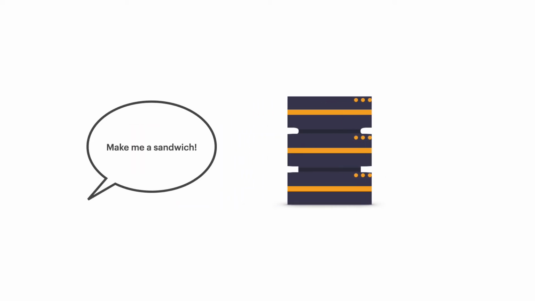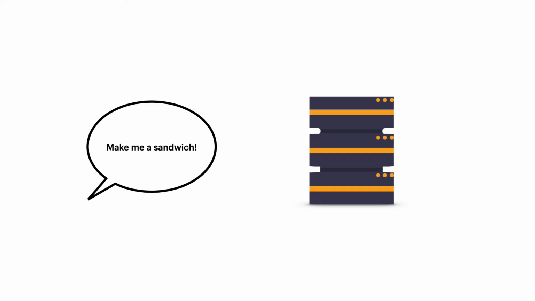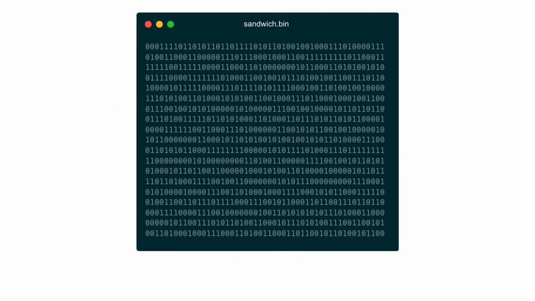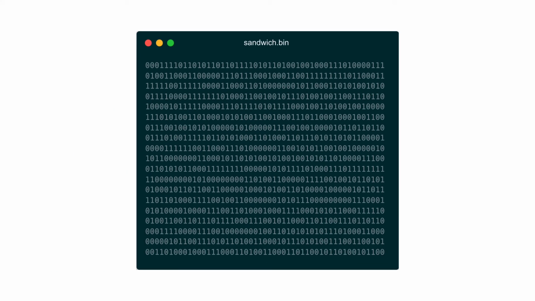Computers can't understand human language. They can only process instructions given as a list of ones and zeros. We call this language binary. Binary is stored in files which are fed directly to the computer, so binary is a kind of source code.